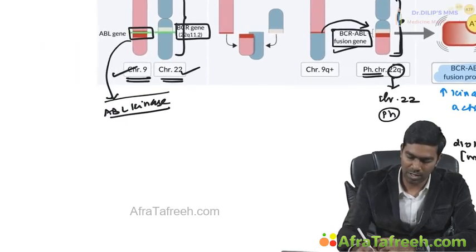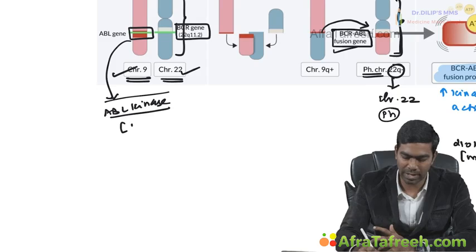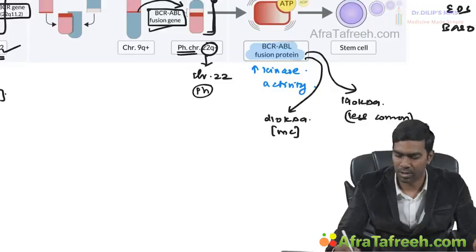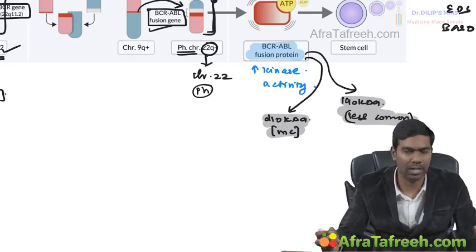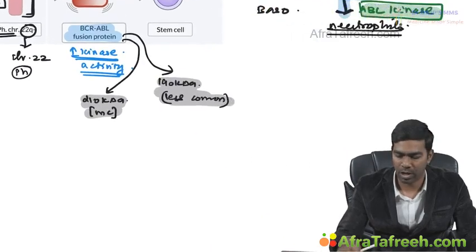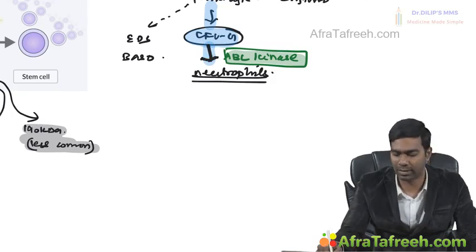If you ask me what is the normal size of the ABL kinase protein, that is only 145 kilodalton. So this is a normal ABL kinase. You can see the new fused BCR-ABL kinase protein, because of the BCR-ABL fusion product, has increased size. Increased size doesn't always reflect increased activity, but in this case it is associated with increased kinase activity of this new fusion protein. Now I told you this ABL kinase is the one that helps in differentiating this CFU-G towards the neutrophilic precursors and the neutrophils.